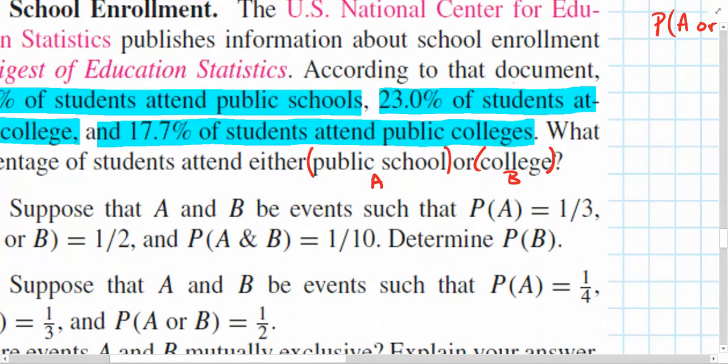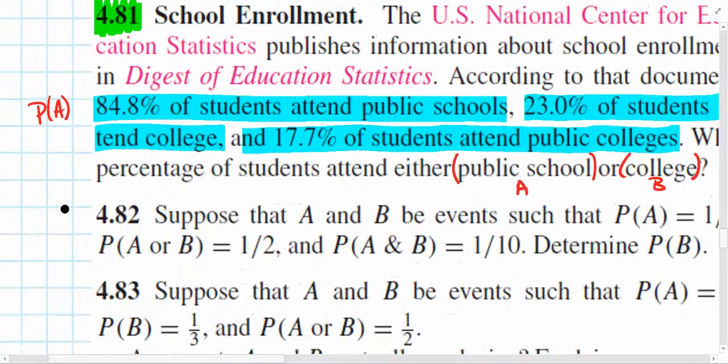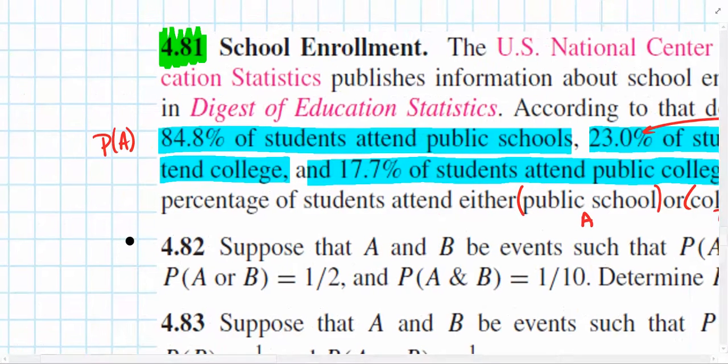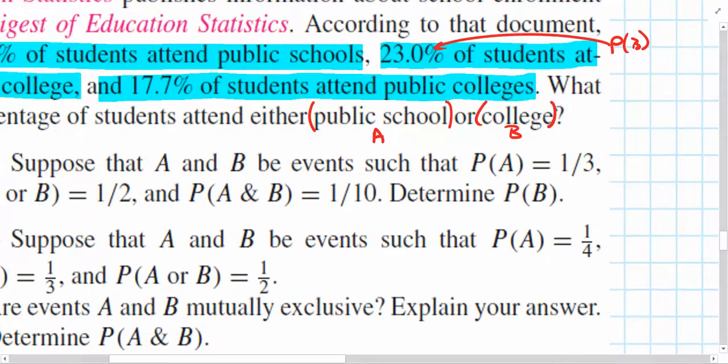Probability of B, a student that attends college. Well, that's this next calculation here. This is probability of B. Go ahead and make it real clear which percentages we're talking about. And then finally, a student that attends both a public school and college. So public college is a public school and college. So that's the probability of A and B occurring.